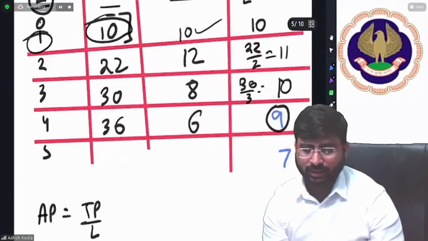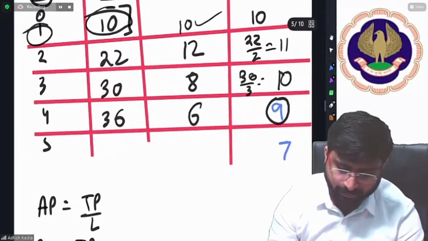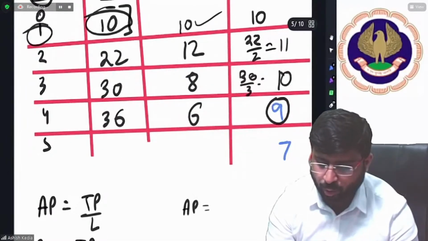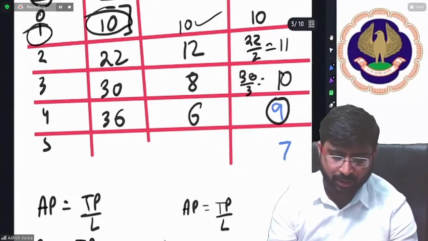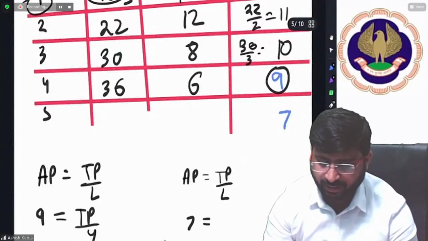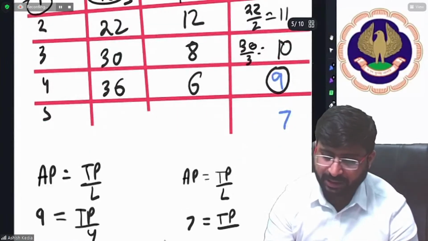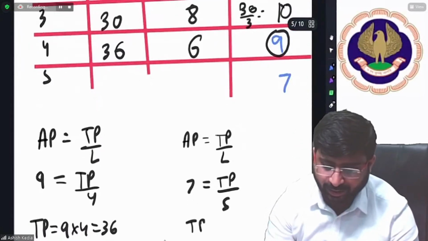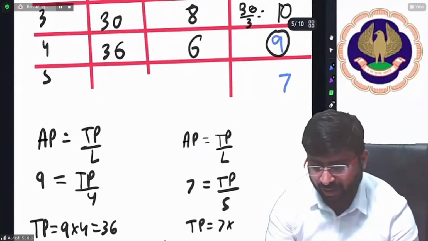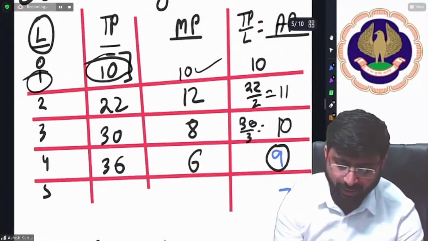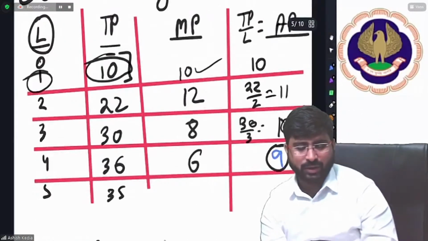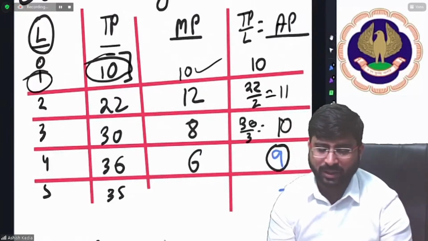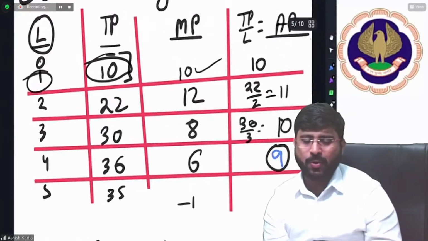Further, now you see, average product is total product by labor. Now average product is 7. Total product we don't know, but labor is 5 units this time. So total product is 7 5s are 35. Now if it has become 35, 35 minus 36 is how much? Minus 1.